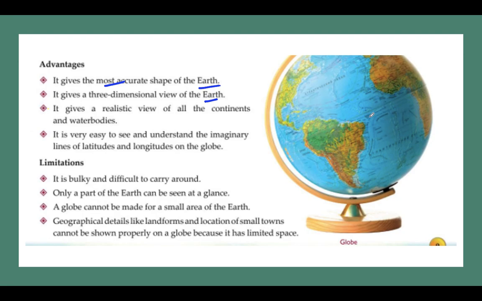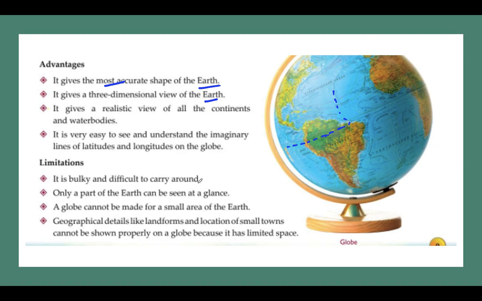The view is realistic: the water is blue, wherever there is forest it looks green, and where there is a desert it's yellow. And it is very easy to see and understand the imaginary lines of latitudes and longitudes on the globe. Clear? Now what are the limitations, or the disadvantages, of the globe?